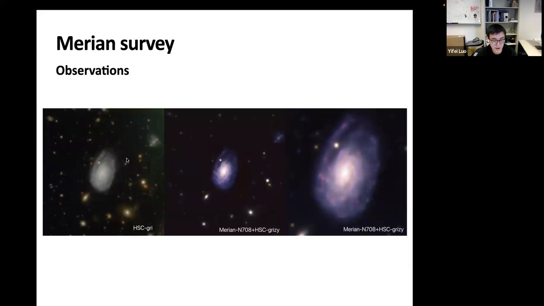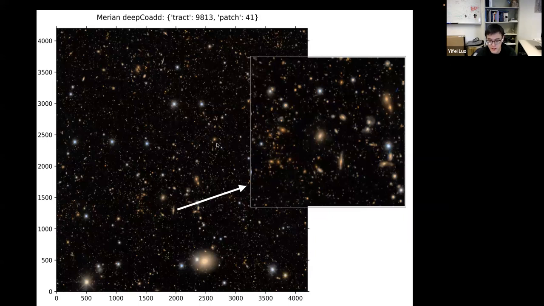And this is the final view of this star-forming galaxy. As you can see, the Merian N708 really finds those tiny little dots. These red dots are the star-forming regions of this galaxy. By the way, this galaxy is not a dwarf galaxy. This is a beautiful spiral galaxy, and you can see those star-forming HII regions as very bright dots in the N708 images.